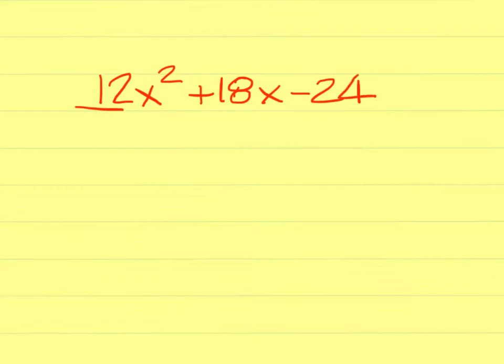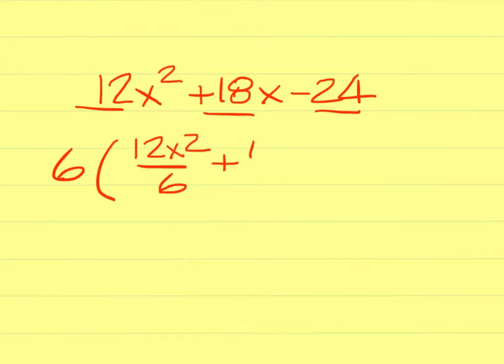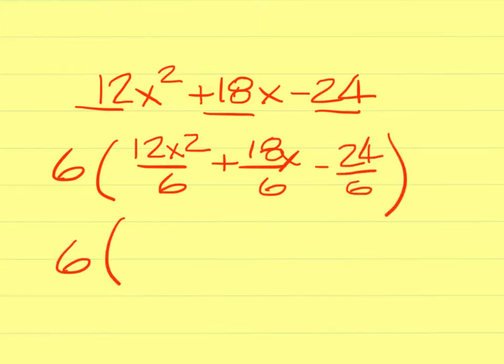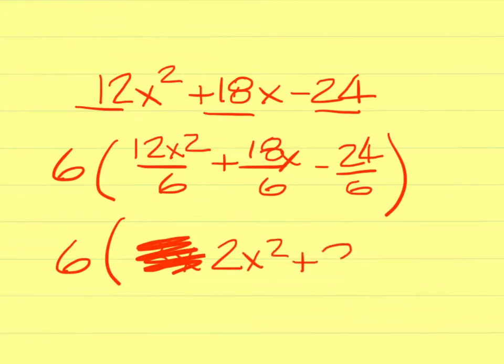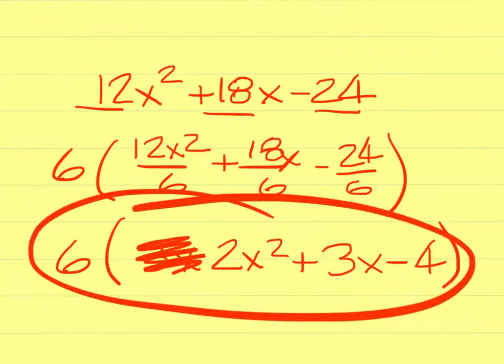The solution here is that you can take out a 6 from all of these and then go back and divide everything by 6. And when you do that, you'll leave the 6 outside and be left with a 2x squared, and then plus 3x minus 4. Try this one and drop it off.